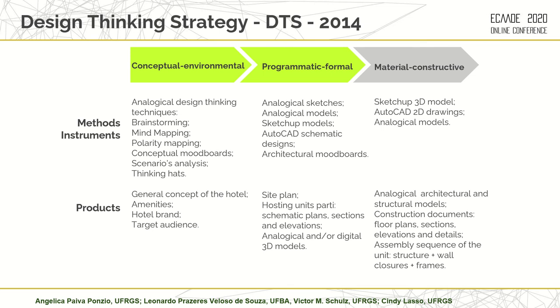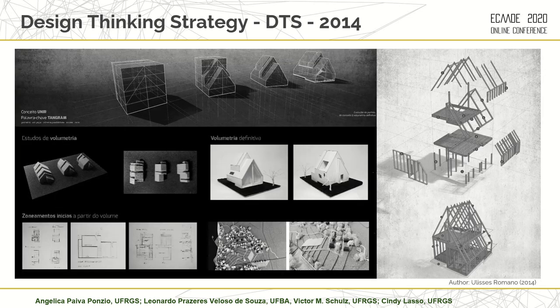The Design Thinking Strategy, DTS, was implemented in 2012 and was characterized by the use of analog design thinking tools employed as instigators of the creative process during the conceptual, environmental, and programmatic formal stages. Although this strategy enhanced the creative formulation of the design concept within design thinking techniques, the material constructive strategy stage used digital tools mostly as a representational medium and within the boundaries of the Euclidean geometry, limiting the students' choices on exploring formal solutions of a certain complexity.